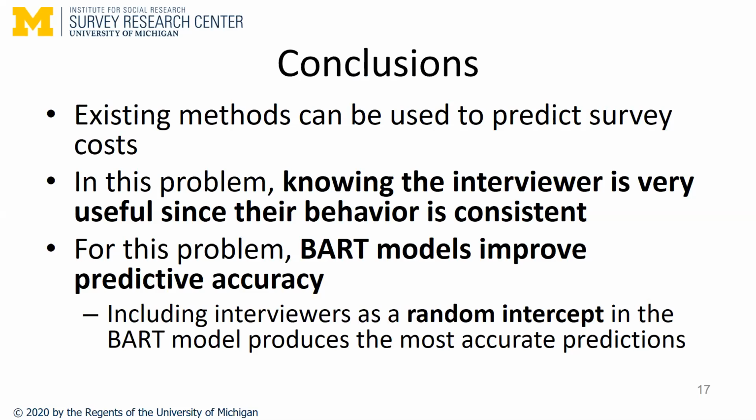So the conclusion: the existing methods can be used to predict survey costs, right? And we can look at machine learning techniques. We've only looked at one, there are many others, and we think this is an exciting area of research. We would like to see other papers where people try other methods to predict survey costs. In this problem, knowing the interviewer is very useful since their behavior is consistent. That's true across all the different types of models. For this model, the BART models improve the predictive accuracy compared to the multi-level model, and including the interviewers as a random intercept in the BART model produced the most accurate predictions. And so that would be our preferred model.